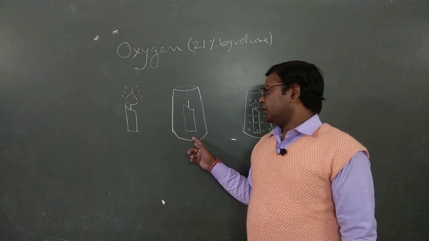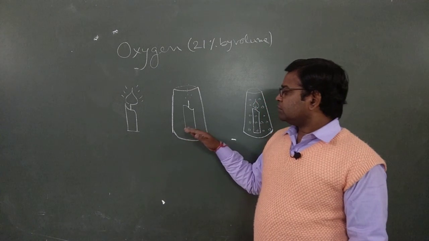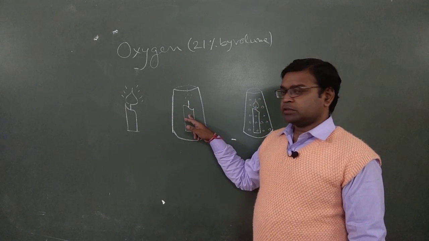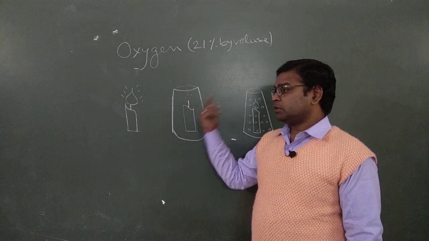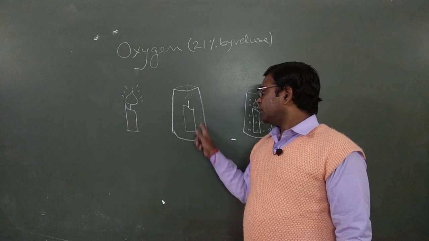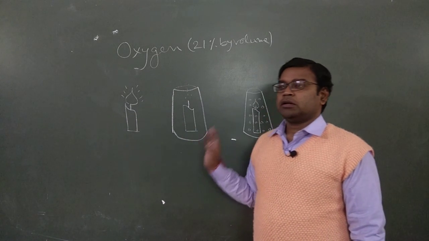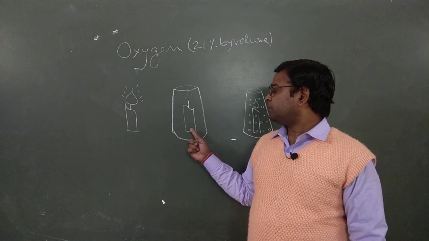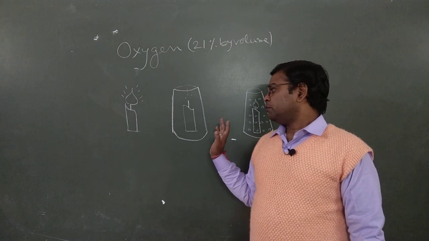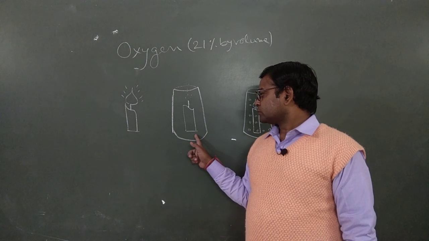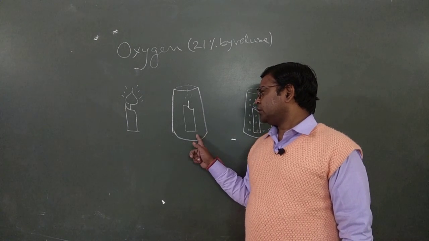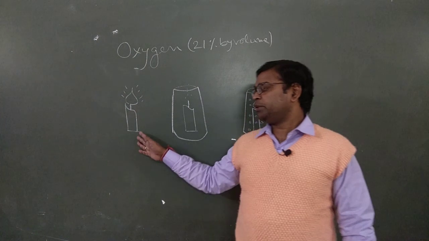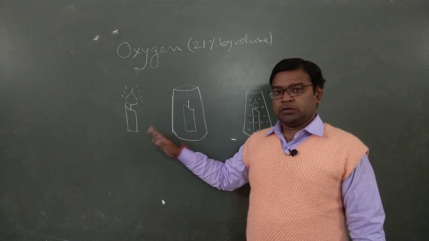Means what? As oxygen is present in the air, the candle burns, but as soon as the oxygen is used up inside your glass, it is difficult for the candle to burn and the candle is extinguished. In this case we observe there is no air, so we are unable to burn the candle. In the open case there is plenty of air, so your candle burns.